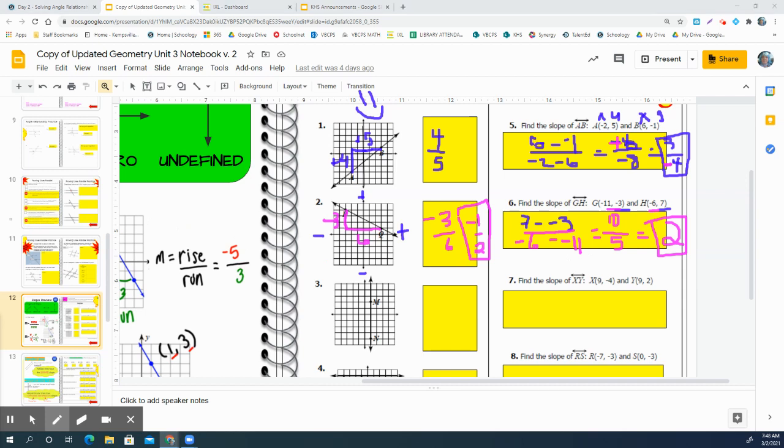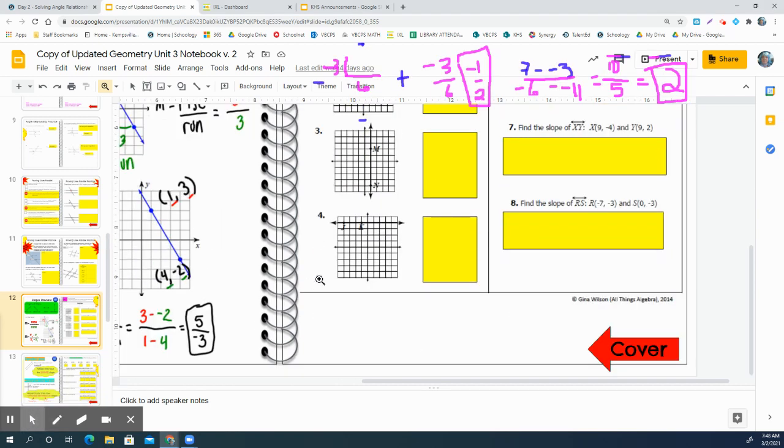Questions? Did everybody get -1/2 and 2 for number 2? Try 3 and 4.